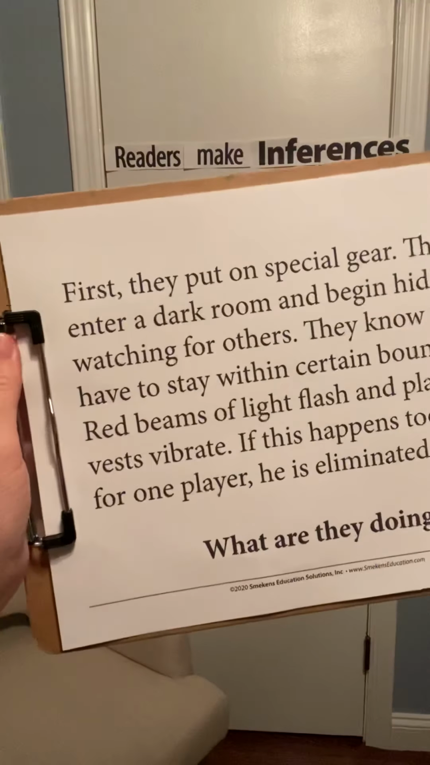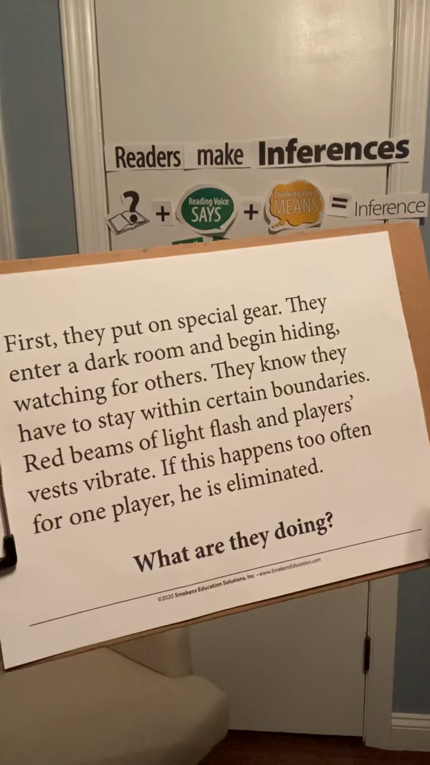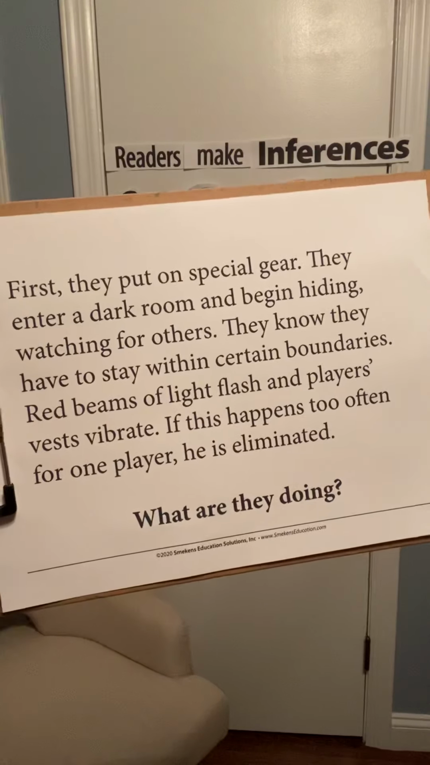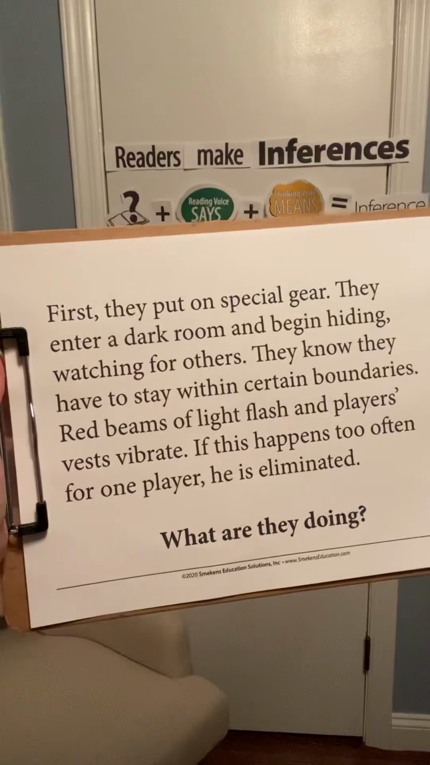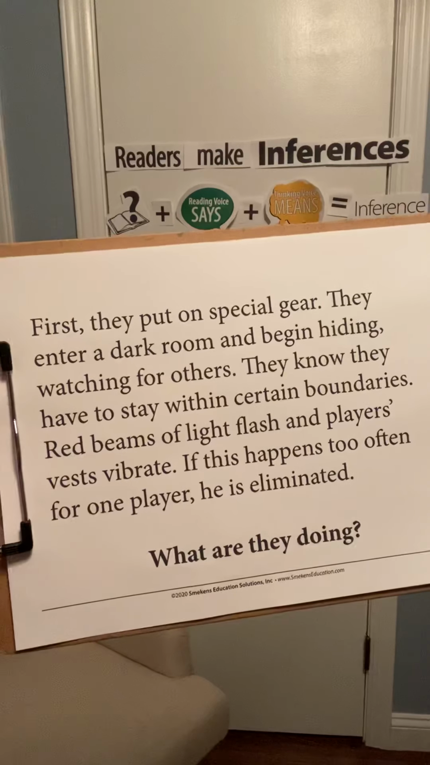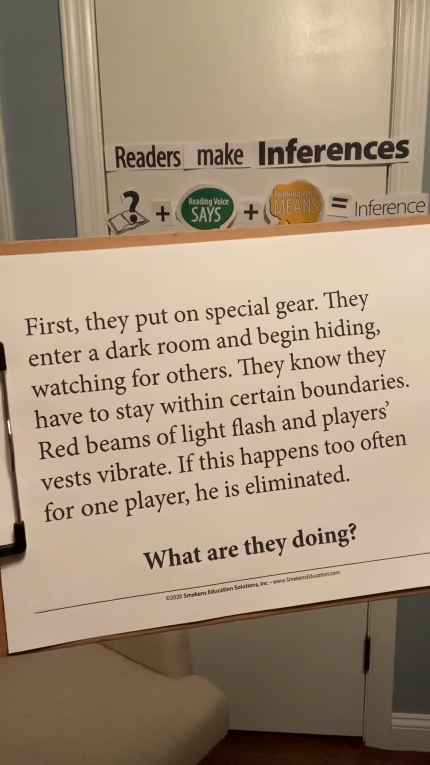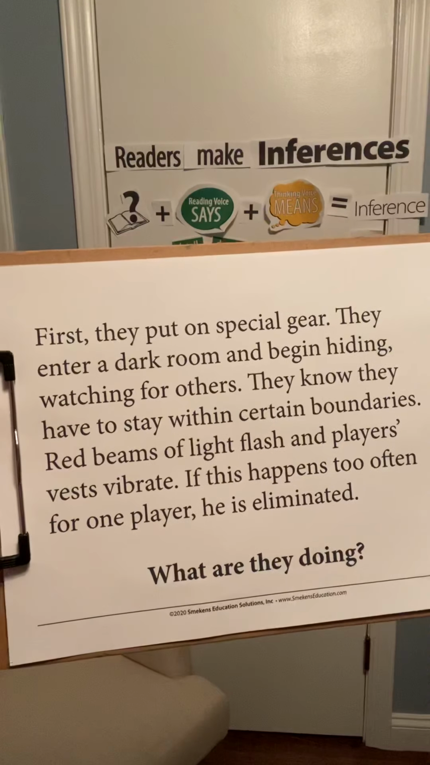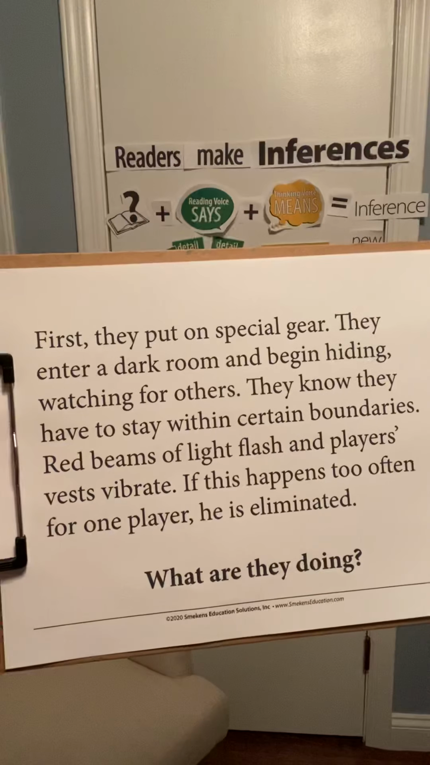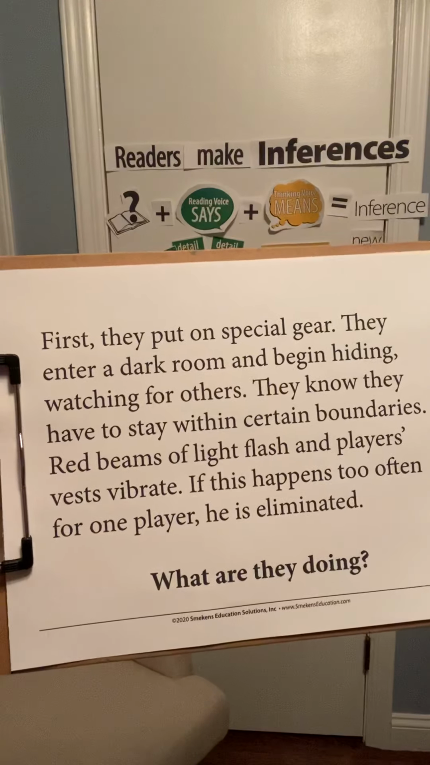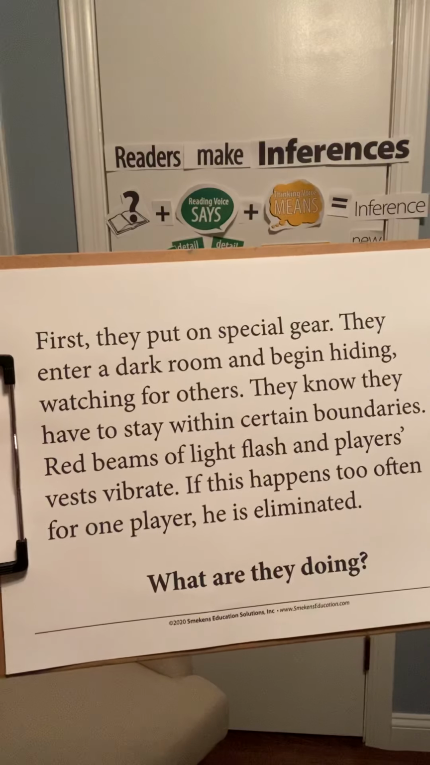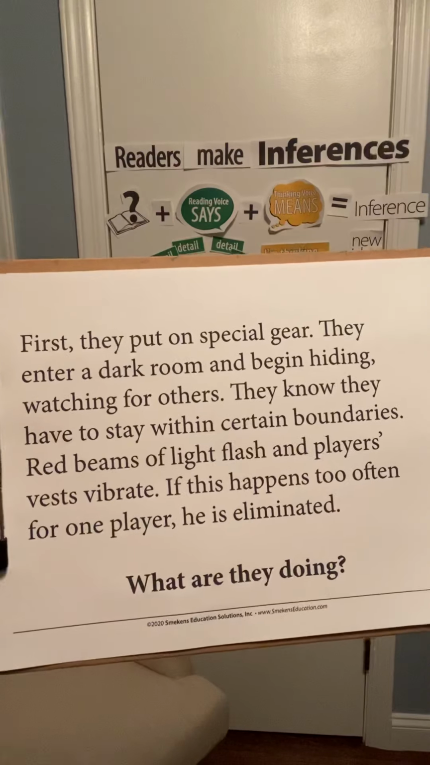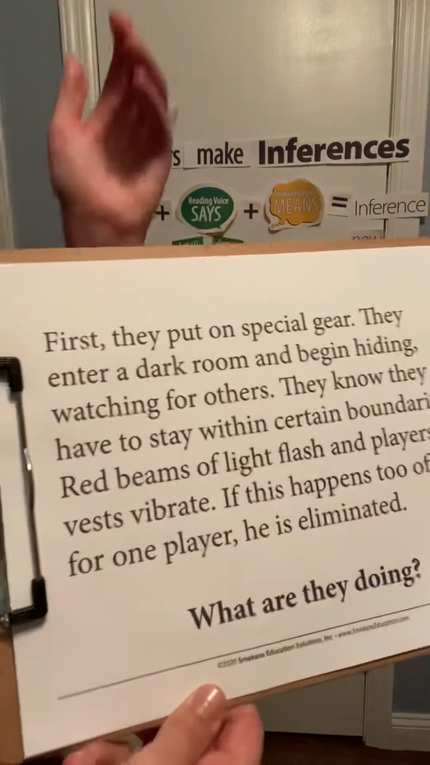And I know a lot of you like the strategy of reading the question first, so you know what you're looking for. We can look down at the question. It says, what are they doing? I'm just trying to make sure it's straight. Okay. First, they put on special gear. They enter a dark room and begin hiding, watching for others. They know that they have to stay within certain boundaries. Red beams of light flash, and players' vests vibrate. If this happens too often for one player, he is eliminated. Okay, what are they doing?